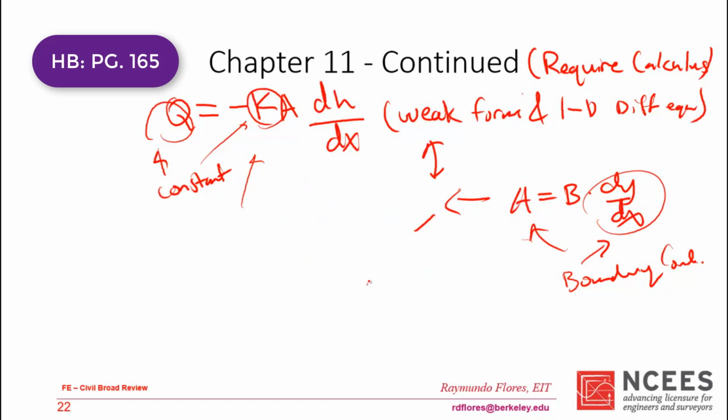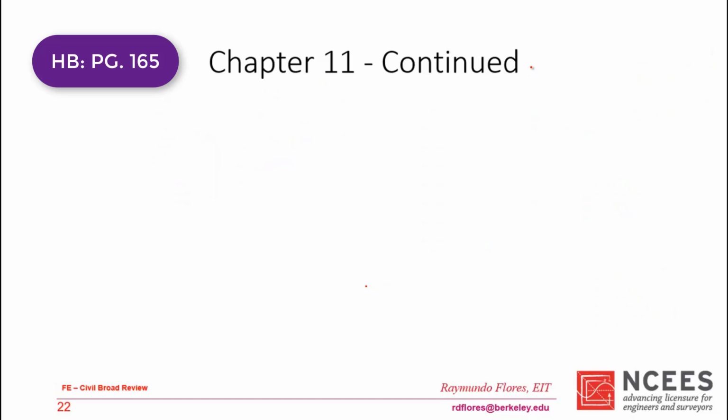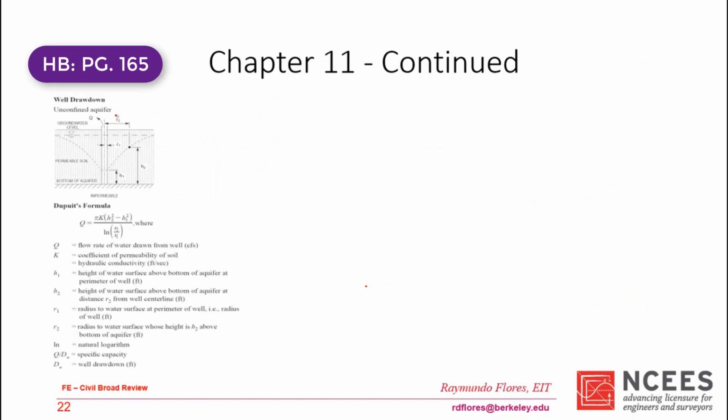I'm actually going to get rid of everything. From this point of view, let's just keep this in mind and go on to the next thing. In this case, we have a well drawdown in an unconfined aquifer. So you get this formula, right? For the purposes of FE, you should know that an unconfined aquifer means that you don't have anything trying to push it. What do I mean by that?